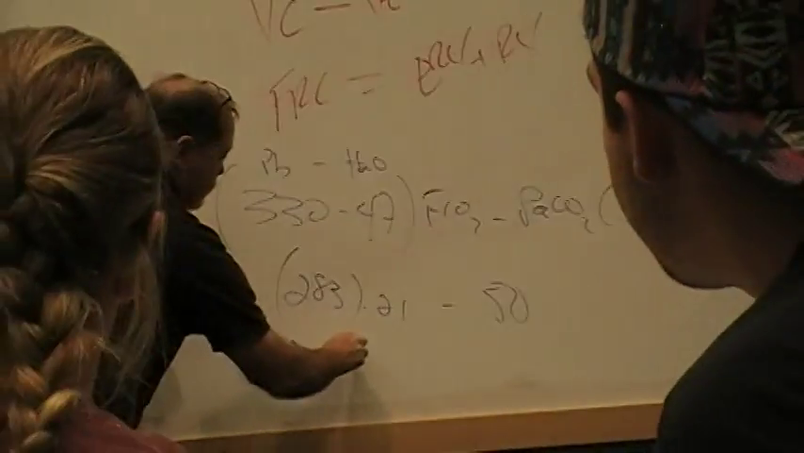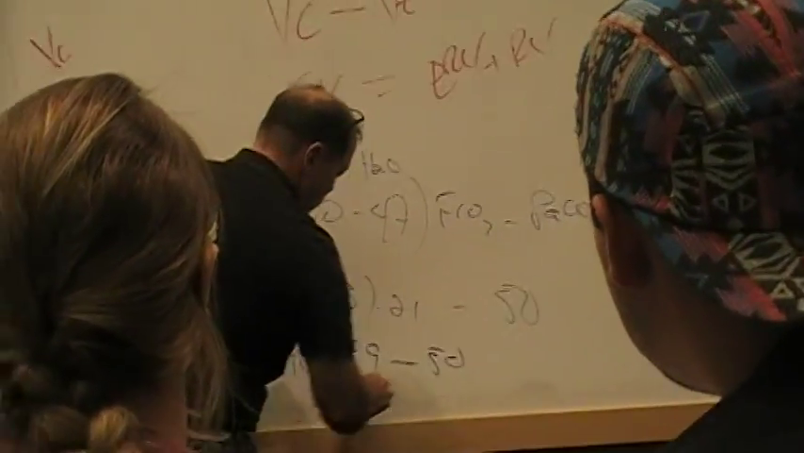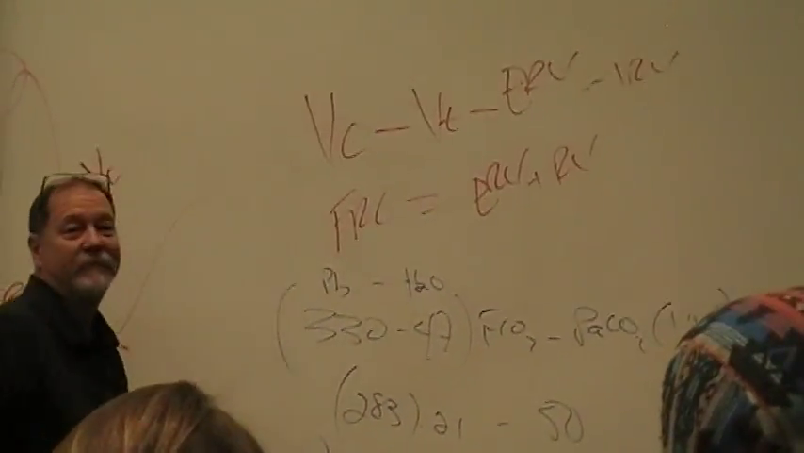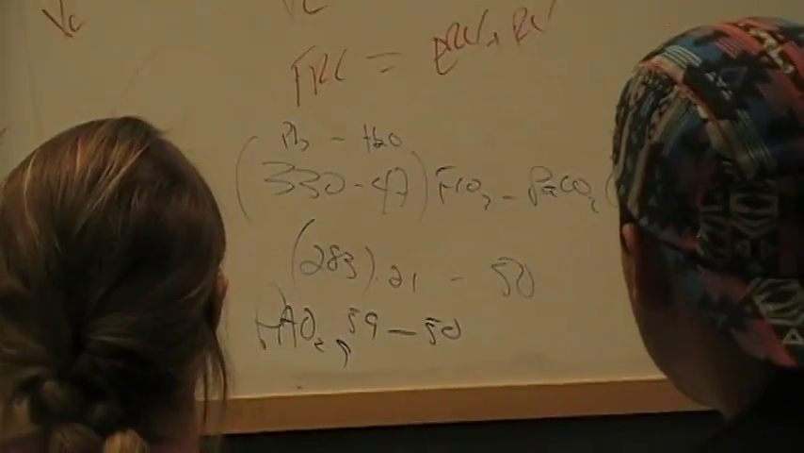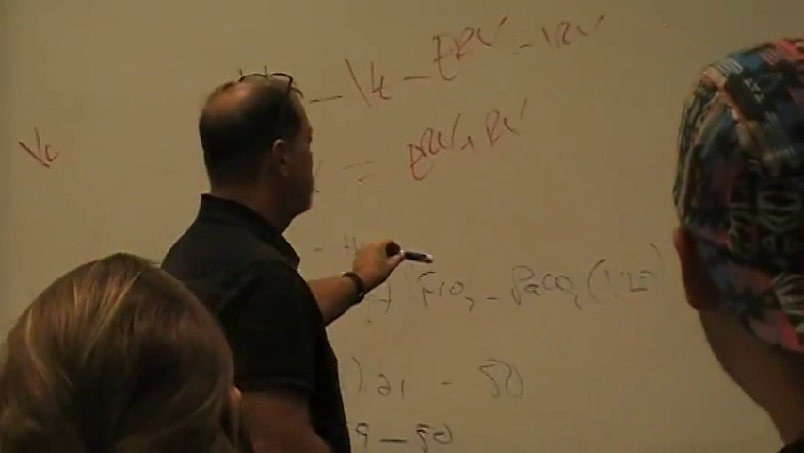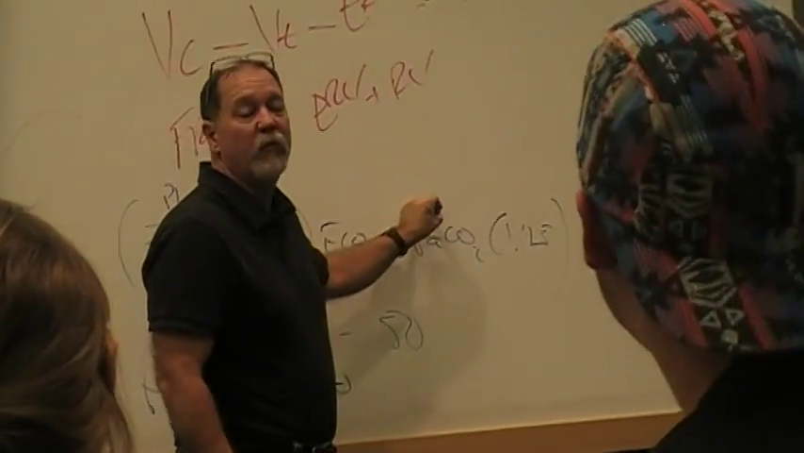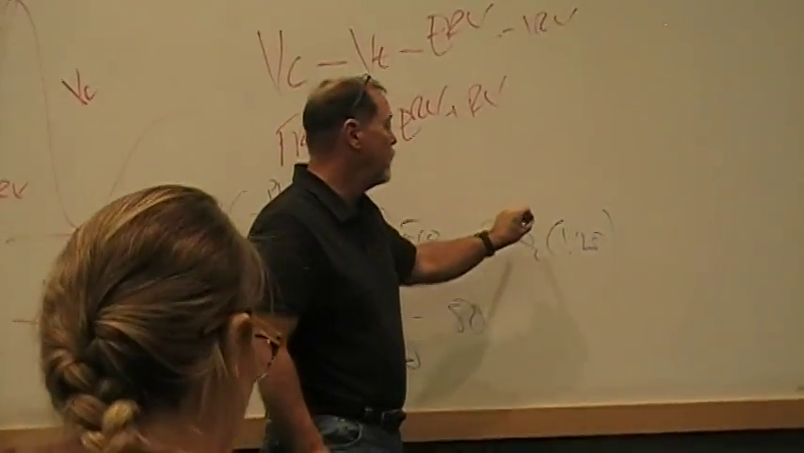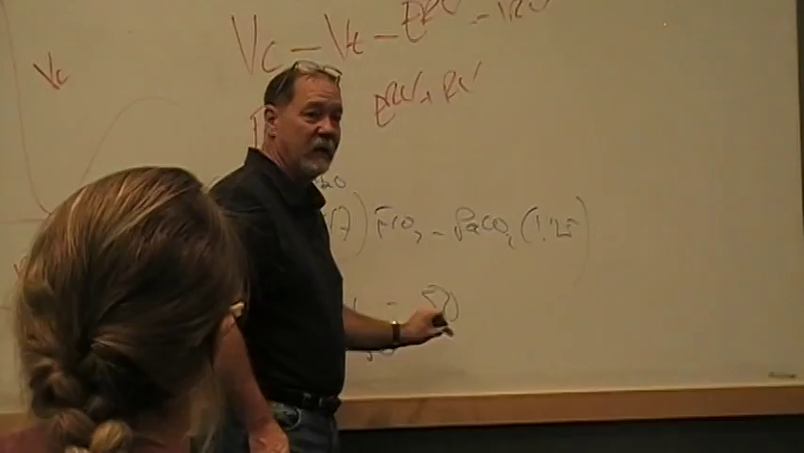59 minus 50, so your PaO2 is 9. We can survive on a PO2 of 9, right? How did you get the 50 again? We times it by 1.25, but what do we times? This is 40. If we're breathing normally, that's 40. 40 times 1.25 is 50.